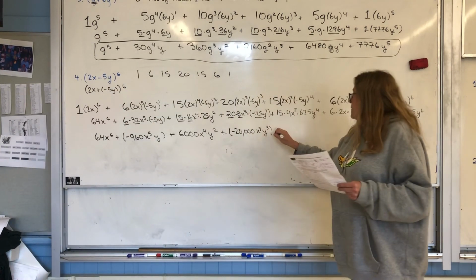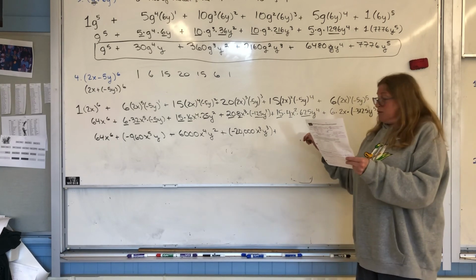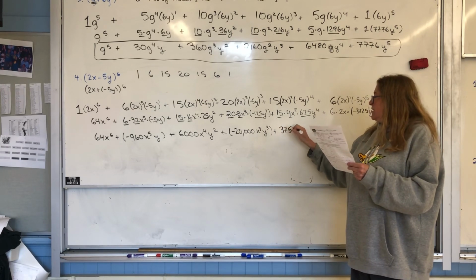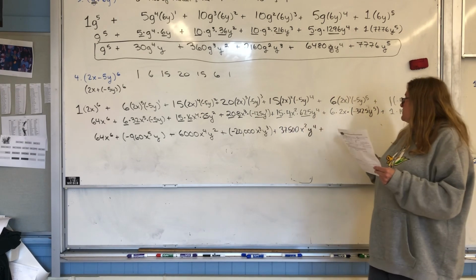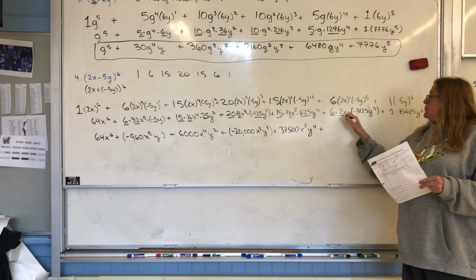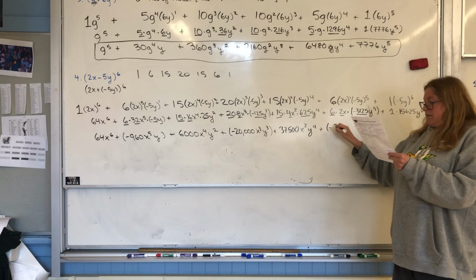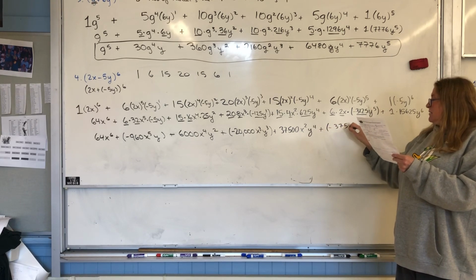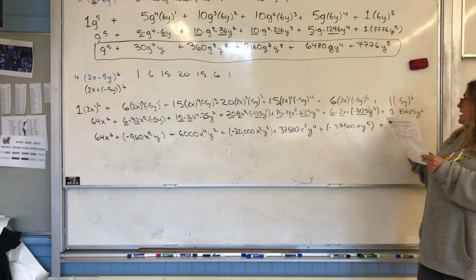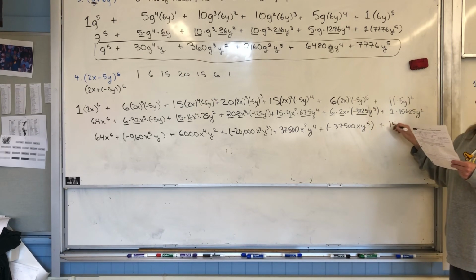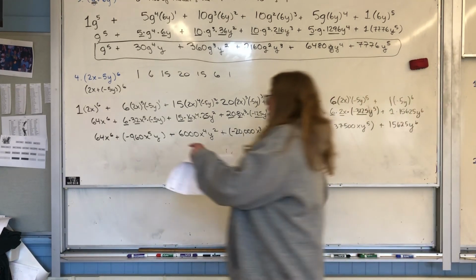These are huge numbers. 15 times 4 times 625 gives me 37,500 x squared y to the fourth. Here I've got 6 times 2 times negative 3,125, which gives me negative 37,500. And the last one is 15,625 y to the sixth. Now notice, guys, these are negatives.